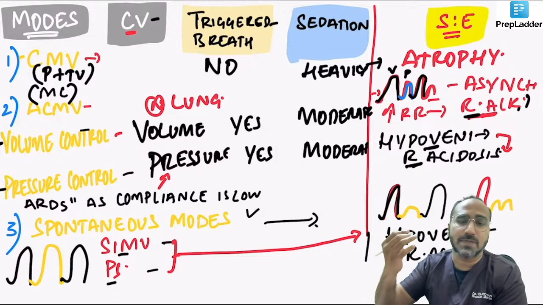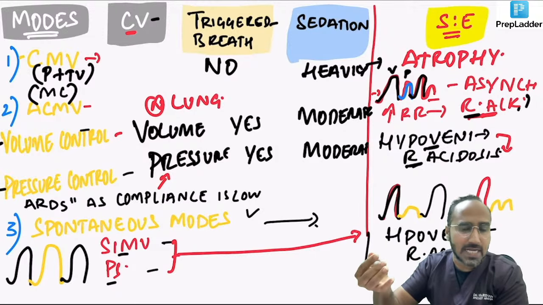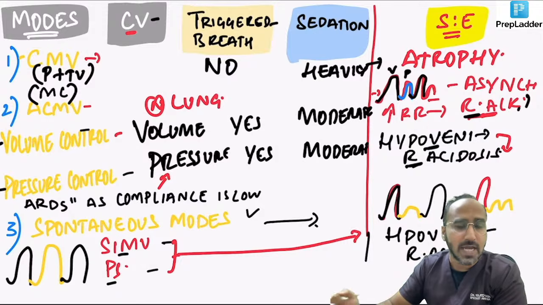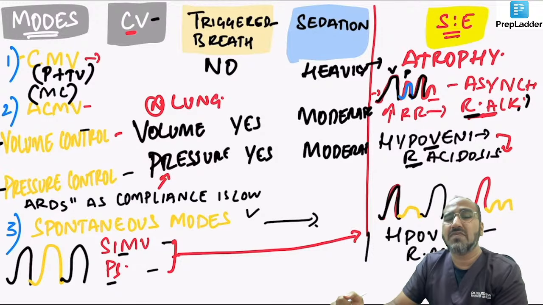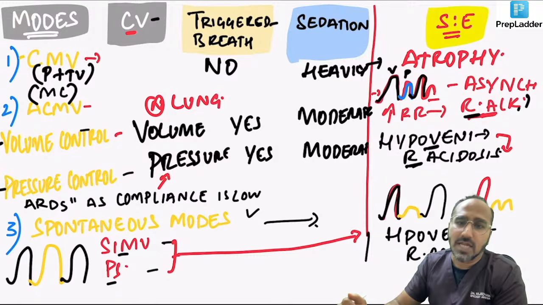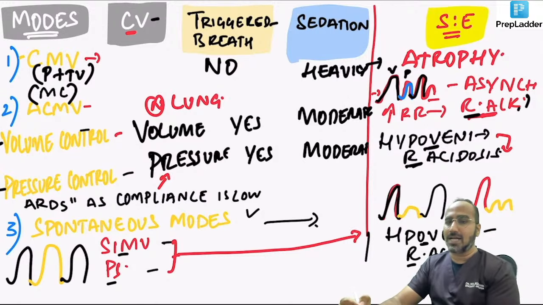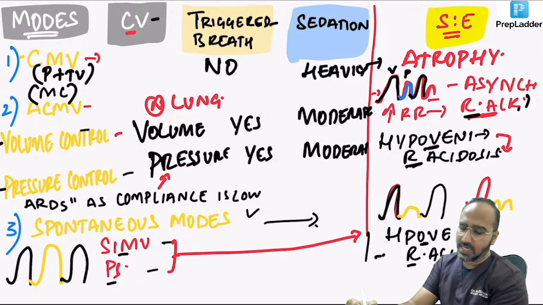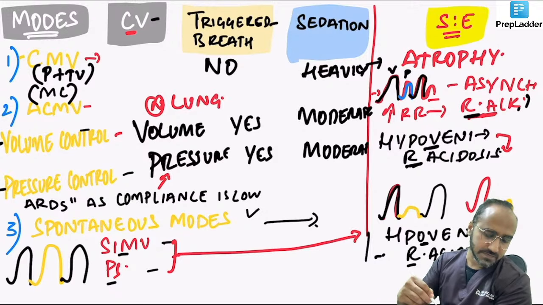So the patient's respiratory rate is higher, carbon dioxide is washed off, and respiratory alkalosis can happen. But if the patient's muscles are still weak and we are giving an SIMV mode trial, then the patient might develop hypoventilation or respiratory acidosis. Hypoventilation or respiratory acidosis can also happen in spontaneous modes.